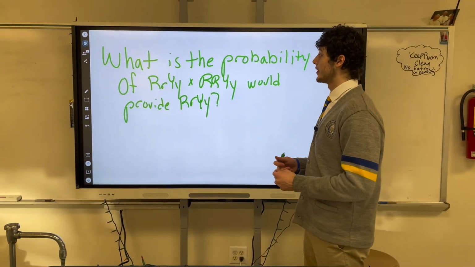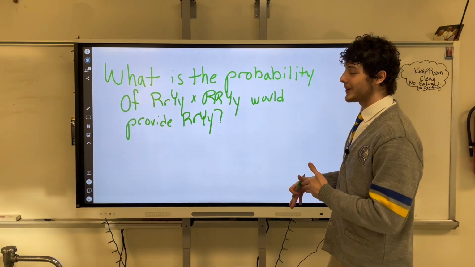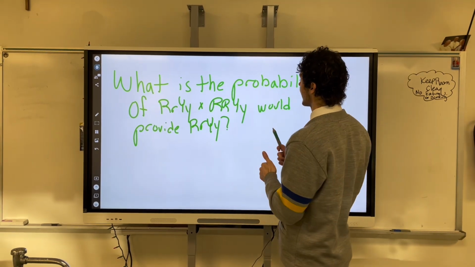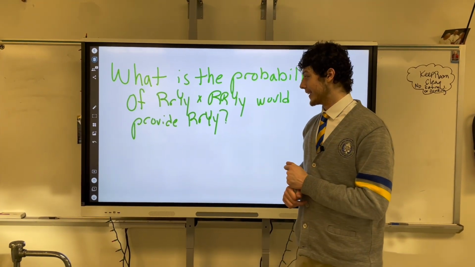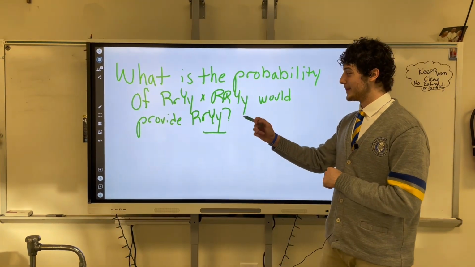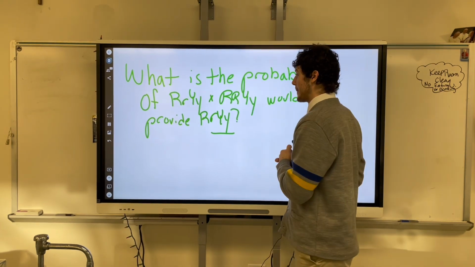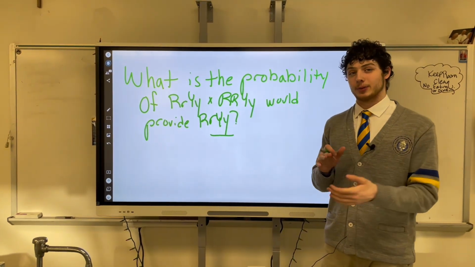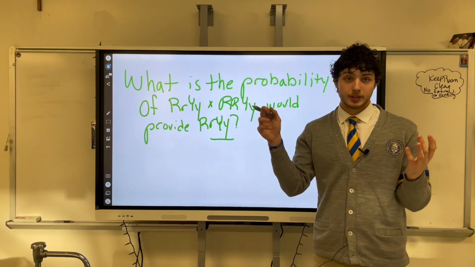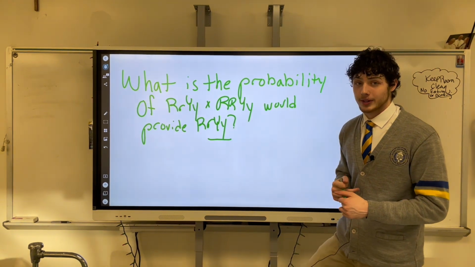So here we have, what is the probability of big R, big Y, little y times a big R, big Y, little y, and that it's going to provide big R, big Y, little y. A lot of letters. So this is what makes it more complicated. Now the R is going to be for the round and wrinkled seeds, and the Y is still going to be the yellow and green seeds here.